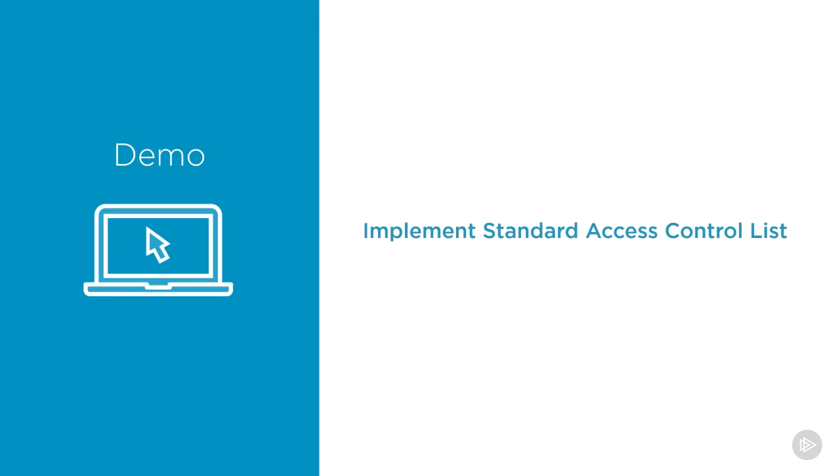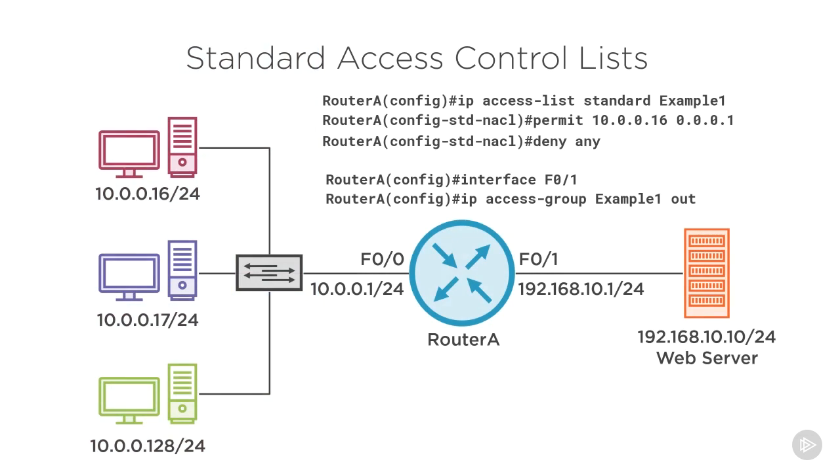Let's implement that standard access control list we just went through the exercise to develop. What we want to do is write that access control list on our router and then apply it to F01 in the outbound direction. I'm going to write the access list as I have it shown here as a named access list.